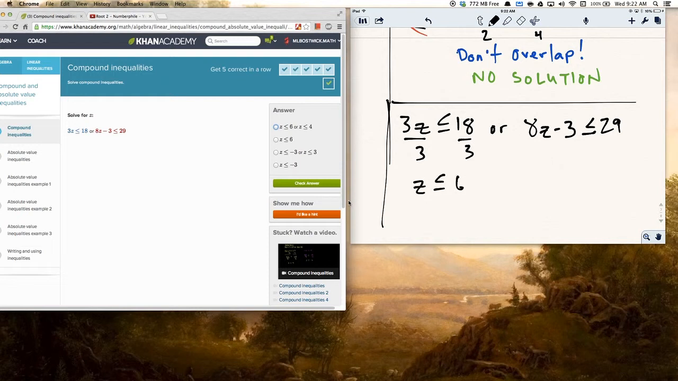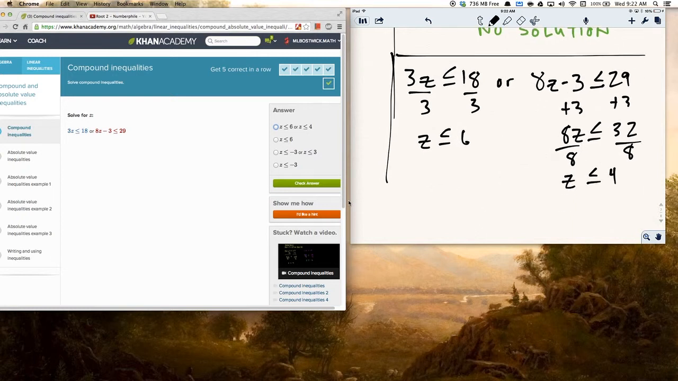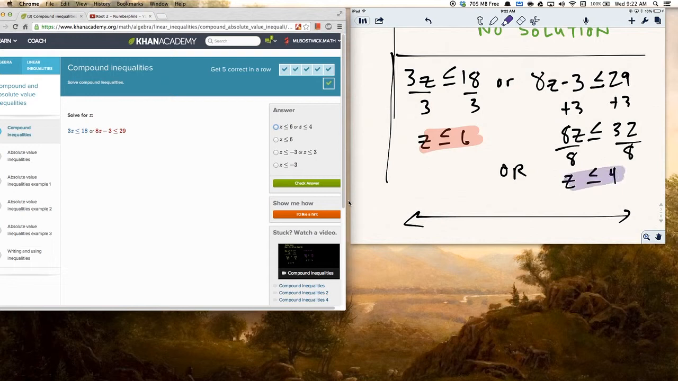8z minus 3, I add 3. 8z is less than or equal to 32. Divide by 8. So z is less than or equal to 4. Okay, and the word is or between them. Let's go back to our graph. And so I'll make this one red, and I'll make this one purple when I graph it. So I'll put my numbers here. I have 4 and 6.